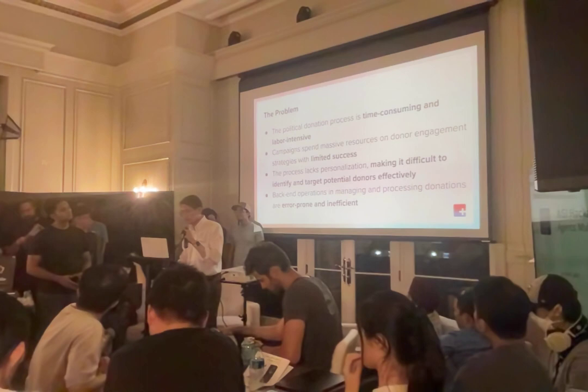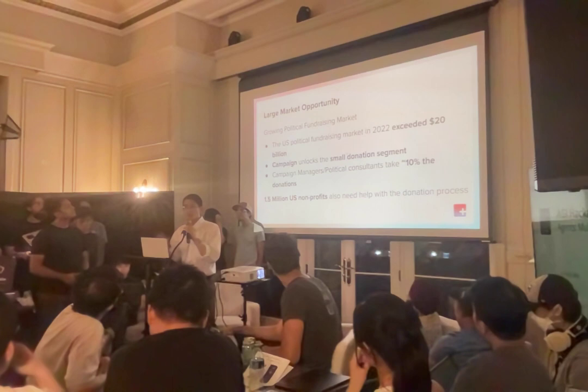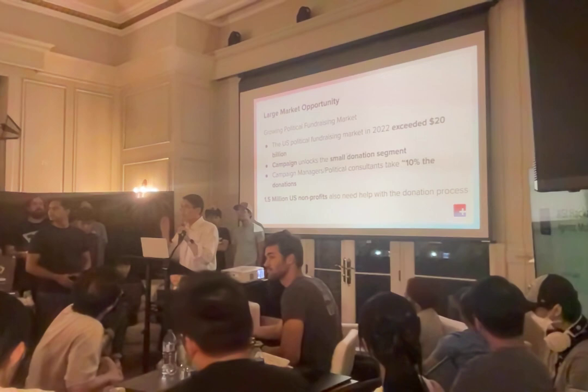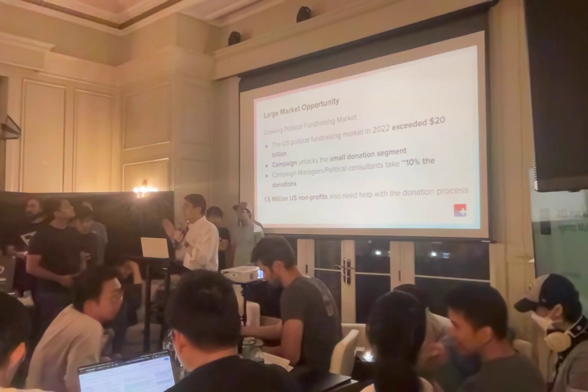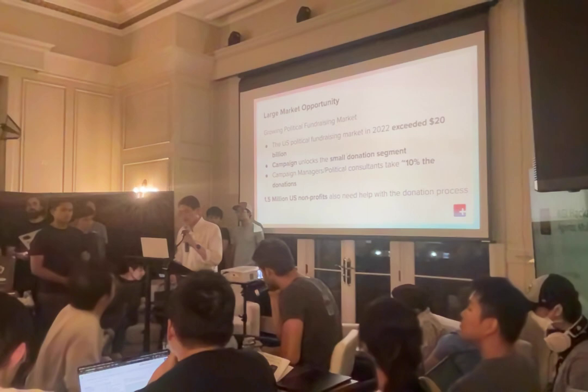The market for this is huge. There's about a $20 billion market for political donations. And campaign, our team, is able to unlock the smaller donors. Most of the donors right now are bigger donors because they're the only ones that can be handled efficiently. Campaign managers and political consultants take about 10% of the donations. So it's a big chunk. So if you do 10% of $20 billion, that's $2 billion in revenue. And there's still about 1.5 million U.S. nonprofits that aren't being well serviced.